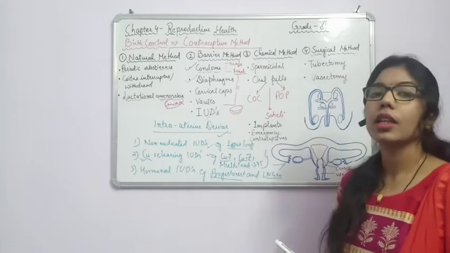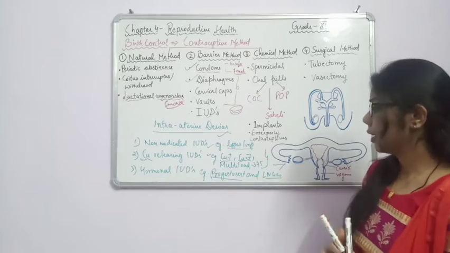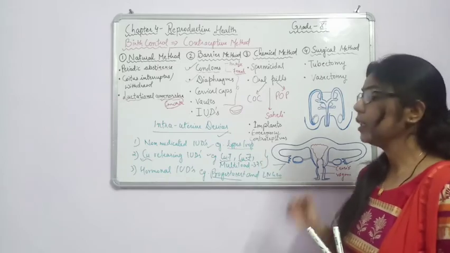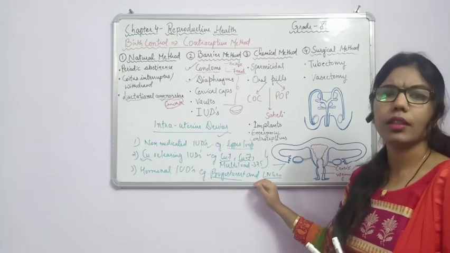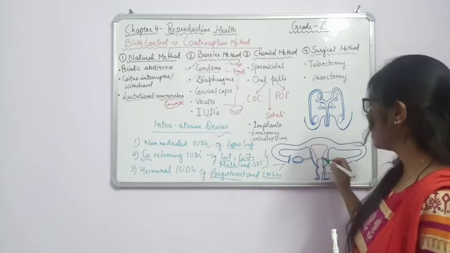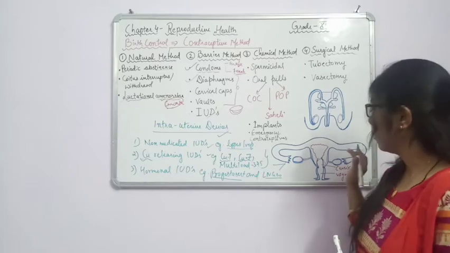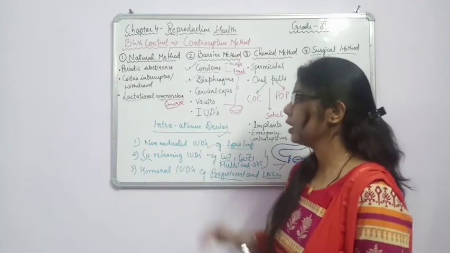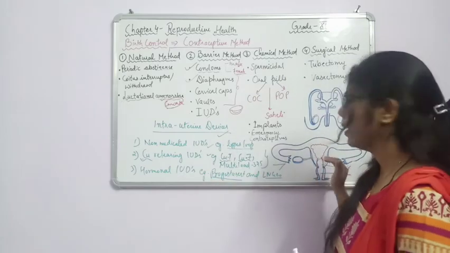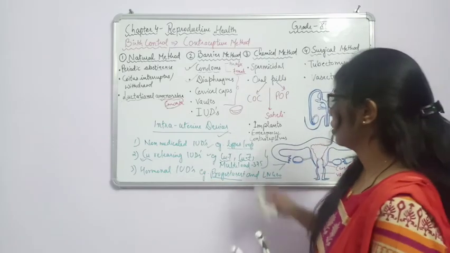And what will they do? Whenever we are providing progesterone, it will block the ovulation. Okay. So it will block the ovulation, and they will avoid the pregnancy. Fine. So these three types of IUDs are there to prevent the birth.